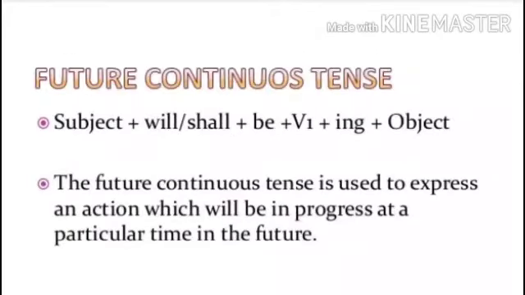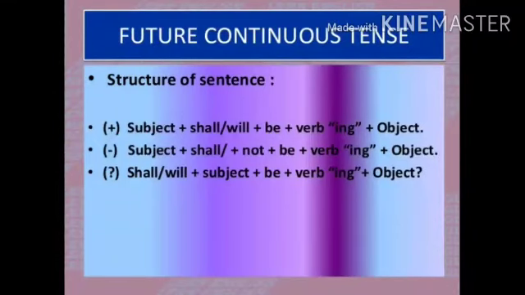Now move towards the second kind of future tense, future continuous tense. Future continuous tense describes the action that will be done in future and will happen continuously. Come to the structure of future continuous tense.